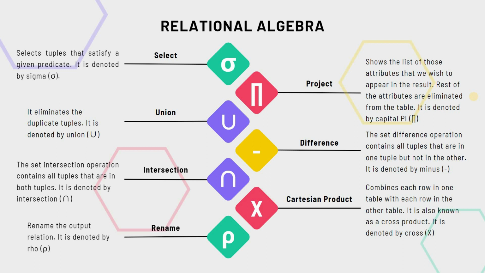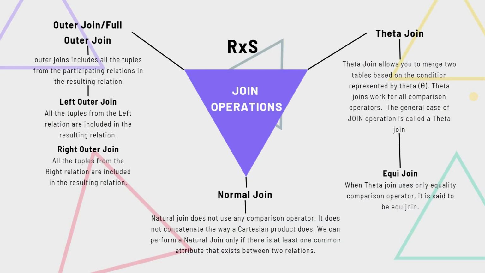Intersection shows all the duplicate values between relations. It is denoted by an intersection sign. Cartesian product, also known as cross product, is basically used to combine two tables and it is denoted by a cross. Rename is used to rename values in a relation.